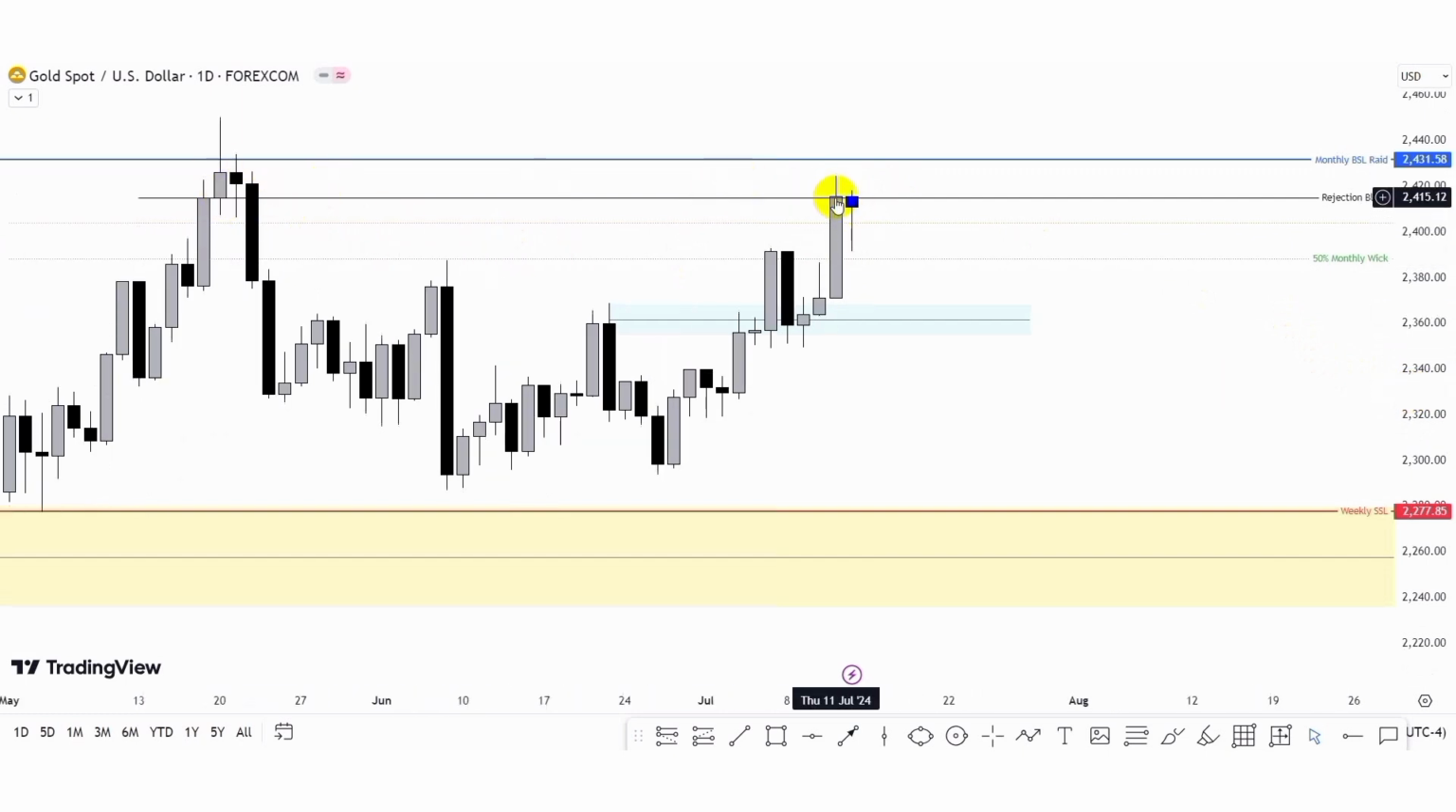And then you can see how price is still facing rejection here. So guys, just stay tuned. We're going to actually release the forecast for the coming week. This is just a review.